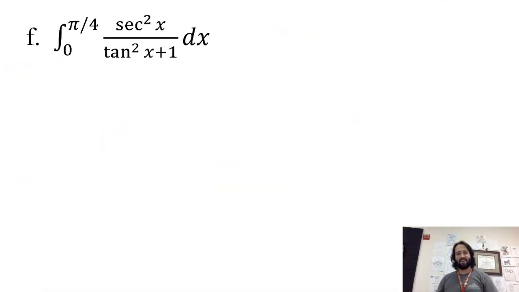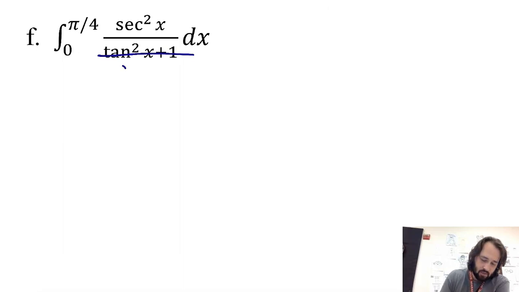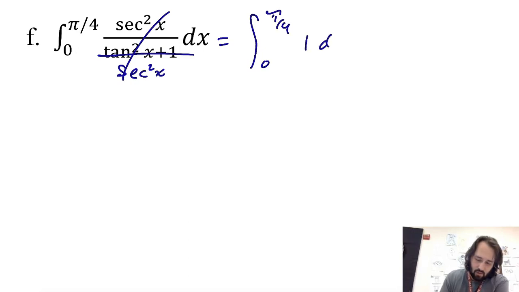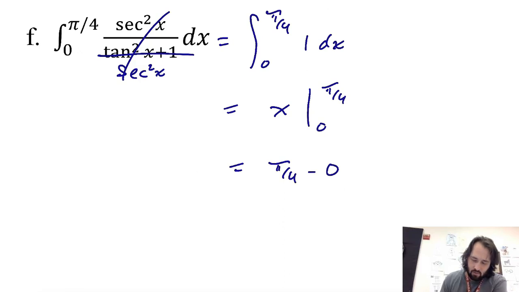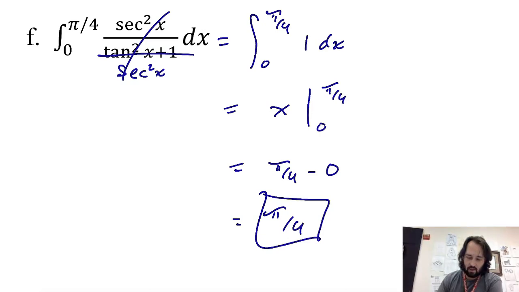All right. Haha, how ugly does this look? But really, it's super easy, because by your Pythagorean identities, you can either change the top into tangent squared plus 1 or the denominator into secant squared. Makes no difference, right? This is using your Pythagorean identities to make this essentially the integral from 0 to pi over 4 of 1, which is x from 0 to pi over 4, which is pi over 4 minus 0, so pi over 4 it is.